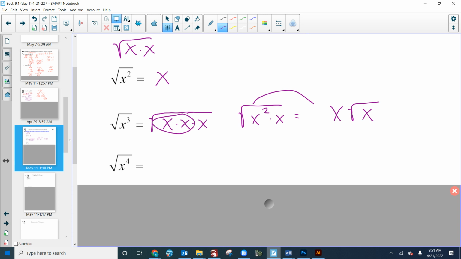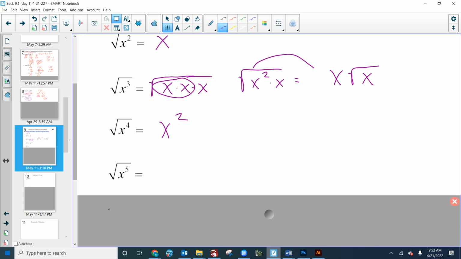How about x to the 4th? How many x's do I have? All my x's live in the radical. There's 4 x's. How many pairs do I have? 2. So how many can come out? 2. What's my answer? X squared. Is there anything left over? No. It just simply goes to that.